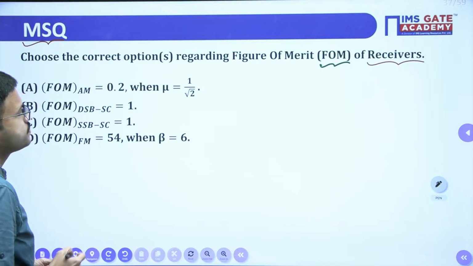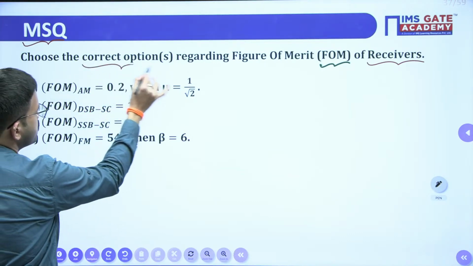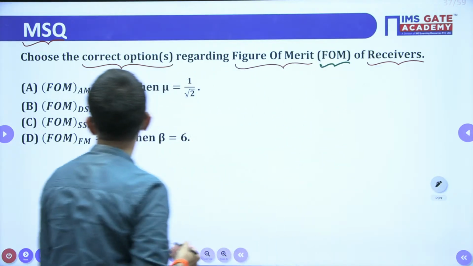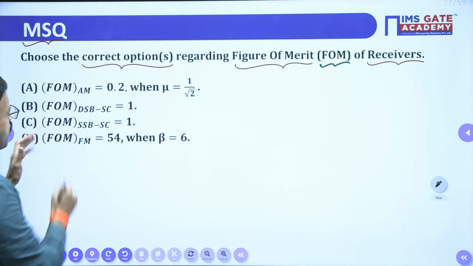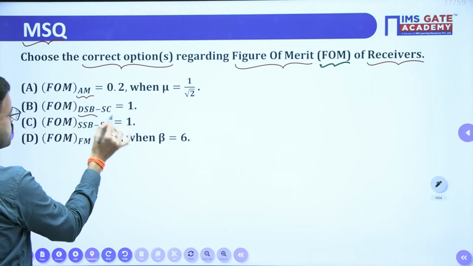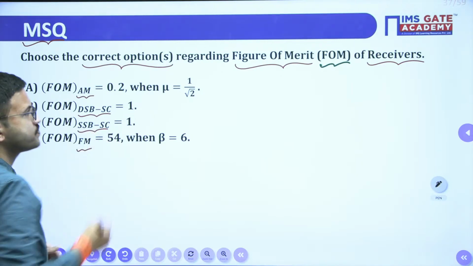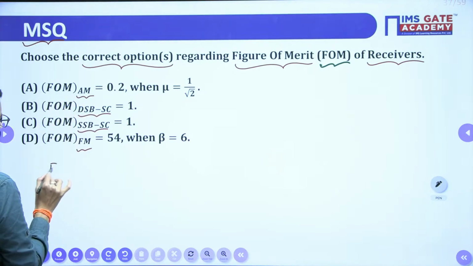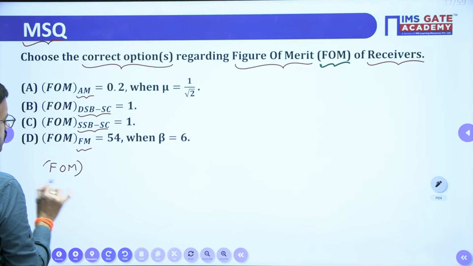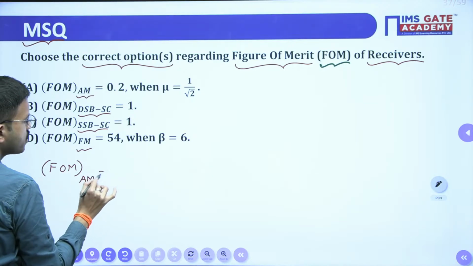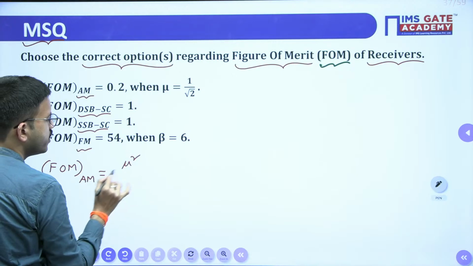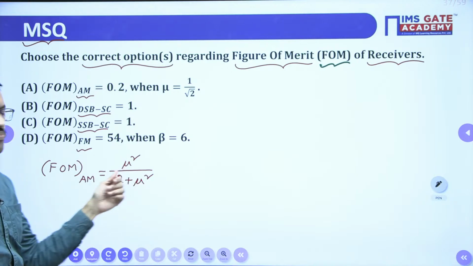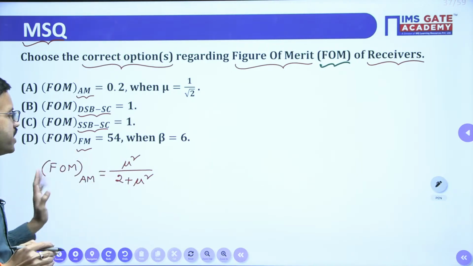See here, you have to choose the correct option or options regarding figure of merit, FOM, of receivers. Here they have mentioned all the modulations: AM, DSBSC, SSBSC, FM. Regarding figure of merit of AM receiver, the formula is mu square divided by 2 plus mu square. Whatever the modulation efficiency formula you got, the same formula is applicable for figure of merit in the AM case.